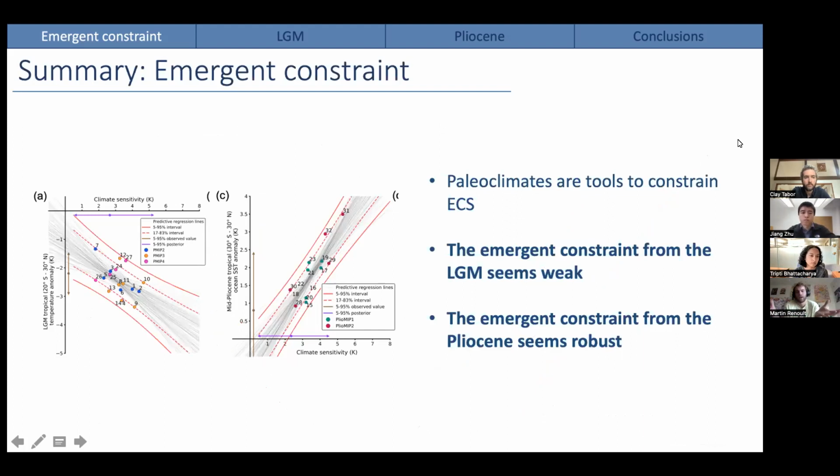So to summarize so far, I showed you that we can effectively use paleoclimate temperature in an emergent constraint framework to constrain climate sensitivity. But if you look only at the LGM constraint, it seems quite weak. You get an estimate of climate sensitivity whose upper bound easily exceeds 5.5 Kelvin, even 6 Kelvin in the worst cases. On the contrary, the emergent constraint that comes from Pliocene temperature seems very robust, and it's actually getting better and better as climate models simulate the Pliocene. So now I'm going to talk in more detail about those two last points, and first I will start with the LGM.